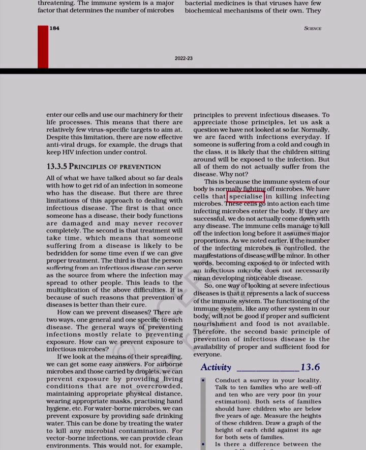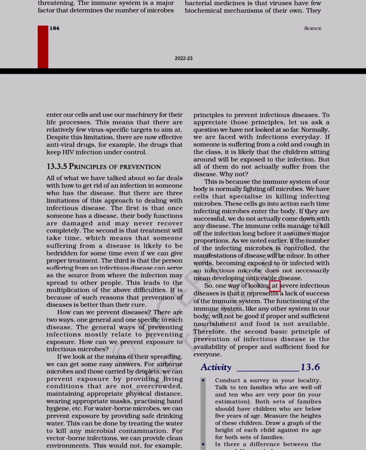We have cells that specialize in killing infecting microbes. These cells go into action each time infecting microbes enter the body. If they are successful, we do not actually come down with any disease. The immune cells manage to kill off the infection long before it assumes major proportions. As we noted earlier, if the number of the infecting microbes is controlled, the manifestations of disease will be minor. In other words, becoming exposed to or infected with an infectious microbe does not necessarily mean developing noticeable disease.